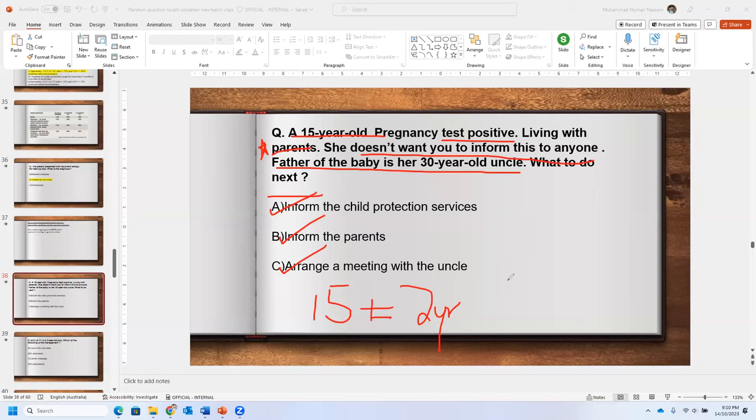But if the father of the baby has more than a 2-year age gap, is an authority figure or a relative to her, and she is not living with her parents, inform the child protection services. But if she is living with her parents, inform the parents first and then involve the child protection services. Guardians are important.